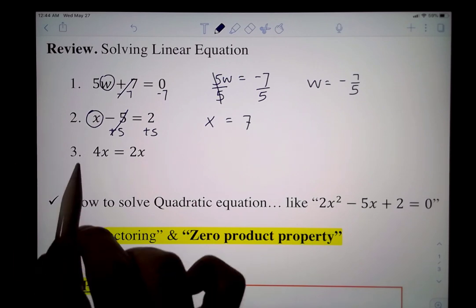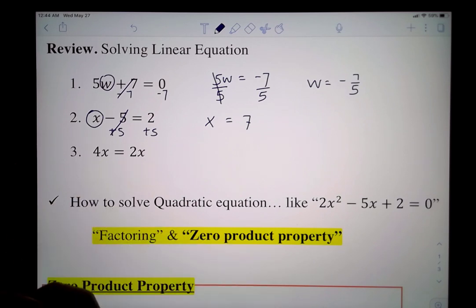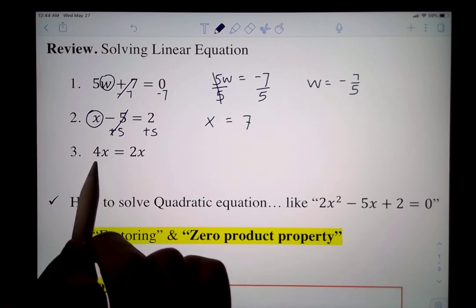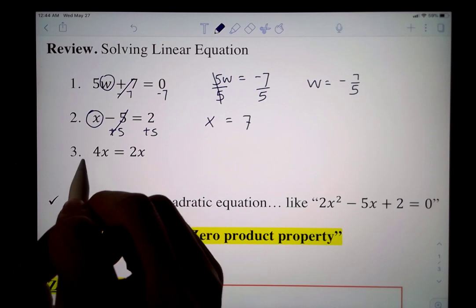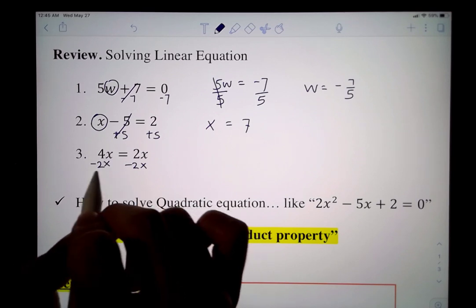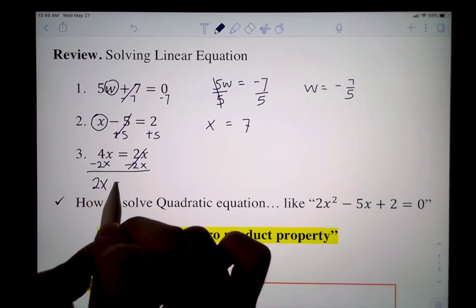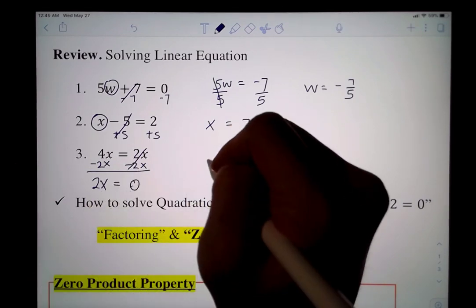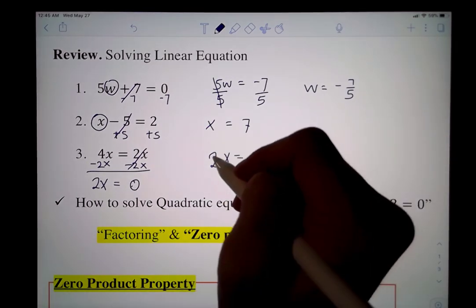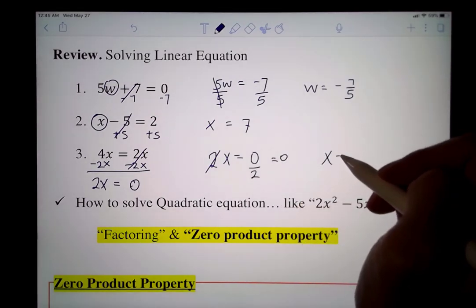And number 3, you have 4x on the left side, 2x on the right side, but we need to combine the like terms, right? When you have the same degree and same letter, we call that like terms. So we will combine it. So I will do minus 2x on both sides so that I can combine that. Then that's 4 minus 2, which is 2x equals 0, right? And guys, how do you solve this? 2x equals 0. Then you divide it by 2, right? 0 over 2 is 0. So your solution is 0.